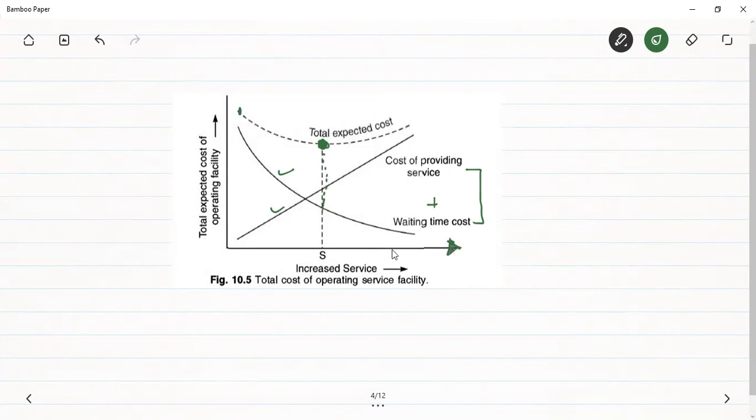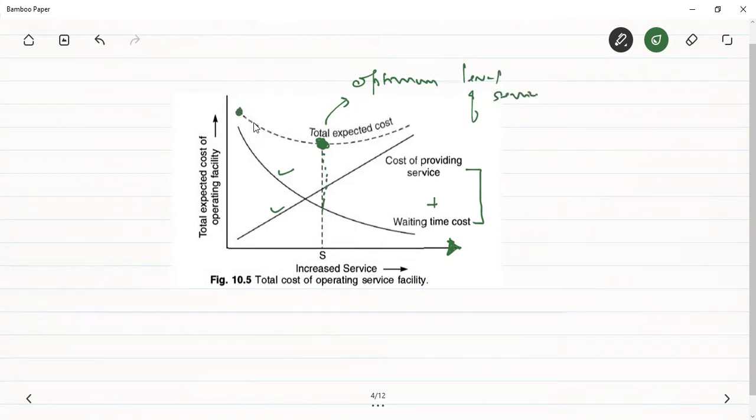So this gives us the idea of what kind of service we should provide to the customer so that our total cost is minimized. You can see that initially when the level of service is low, the cost is high. As you increase the level of service, the cost decreases. But if you further increase the level of service, the cost again rises. So we come across a point which will be the optimum level of service.